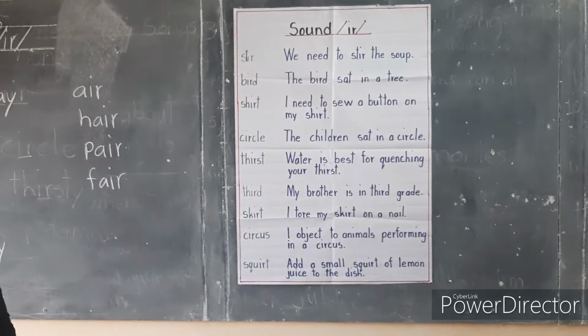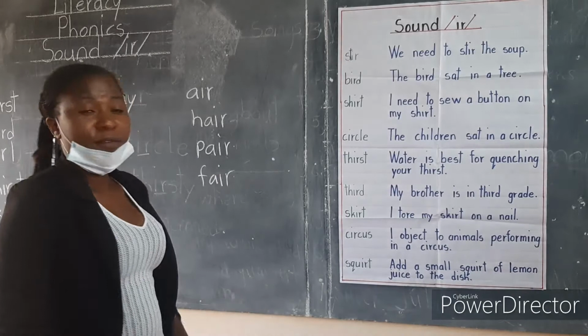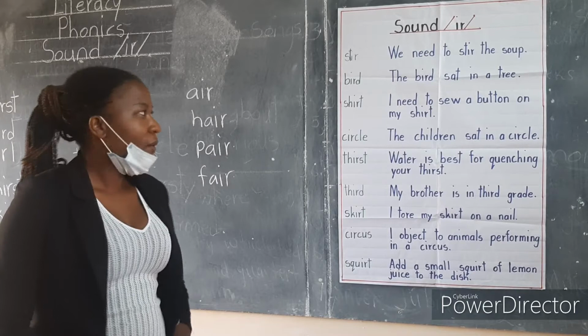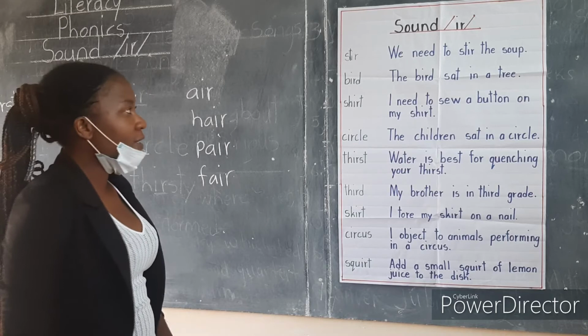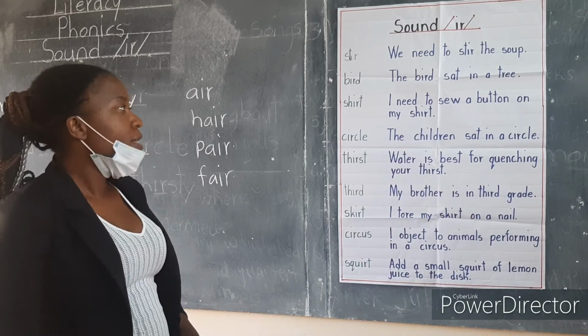So here with me is a chart with words and sentences. Are we together? The first word. Who can read for us the first word? Okay. Very good. Stir. So we have a sentence: We need to stir the soup. Stir has been used in a sentence. We need to stir the soup.